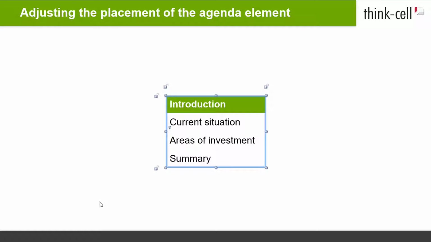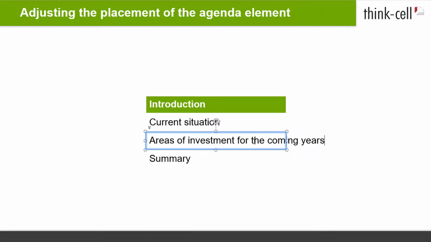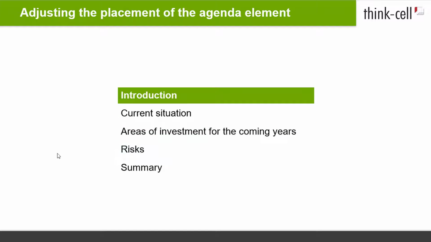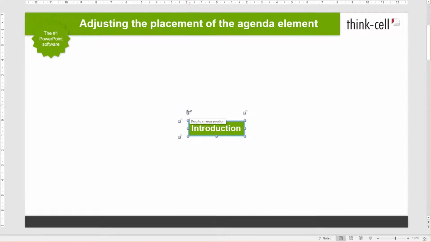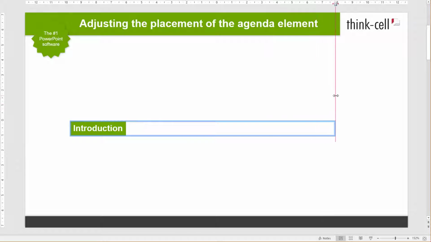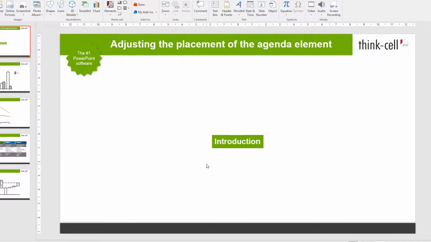By default, the agenda element is placed in the center of the slide and will be dynamically resized when text is entered or more chapters are added. If you do not want the placement to be centered, you may lock the position of the agenda in your presentation, for example, to align it with other elements on the slide. Let's see how this is done.